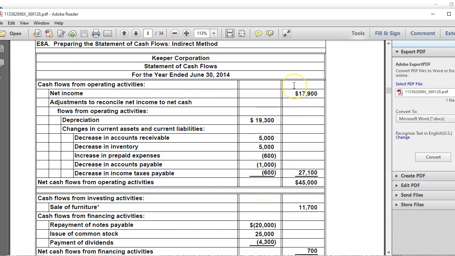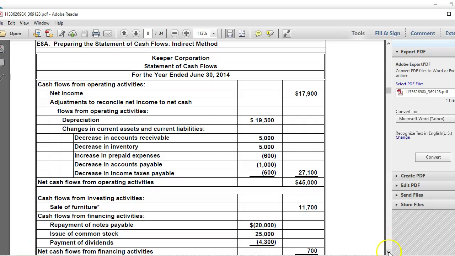We take our net income, and then we take our additions and subtractions here, and come up with a net of $27,100. We're going to add our net income to the $27,100 to come up with net cash flows from operating activities of $45,000. Okay?